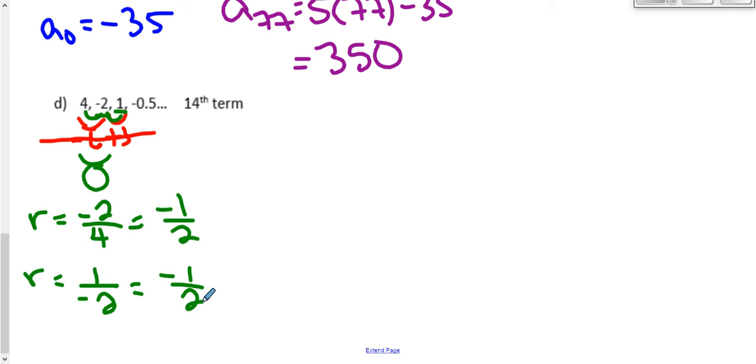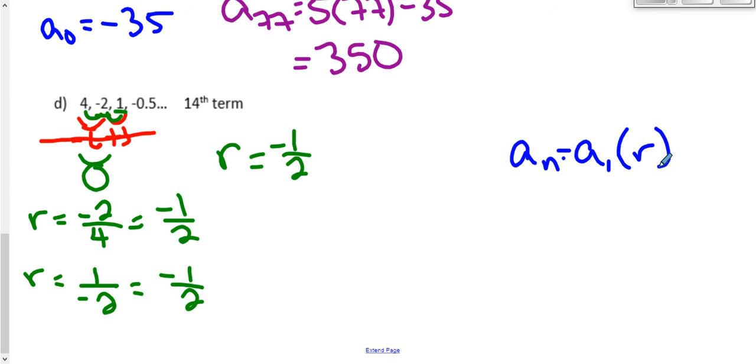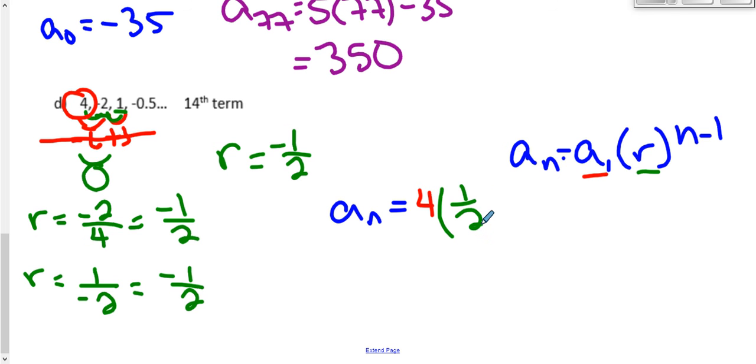So I do have a geometric pattern, and we have an r value of negative 1/2, which means I'm trying to make it fit this equation: a sub n is a sub 1 times r to the n minus 1 power. So I know what my r value is. I just need to find a sub 1, which is right here, 4. So I'm ready to write my equation. a sub n equals the first term, 4, times r, which is negative 1/2, to the n minus 1 power.